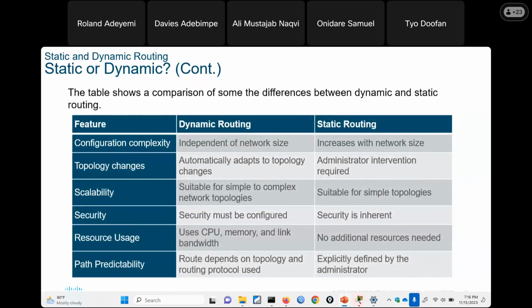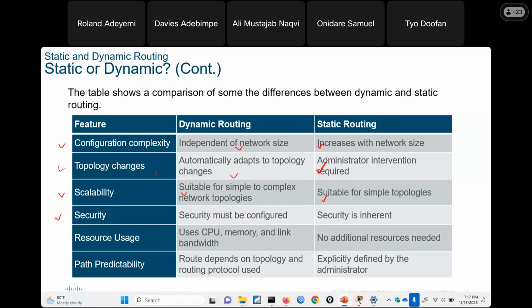So you can see the table showing the comparison between the two of them, all these things we just explained, dynamic and static routing. When you talk about configuration complexity, this one is independent of network size, no shaking. This one, your work increases with network size. What about topology changes? This one automatically adapts to topology changes. This one, administrator intervention is required. Scalability: this is suitable for simple to complex network topologies. This one is suitable for simple topologies.